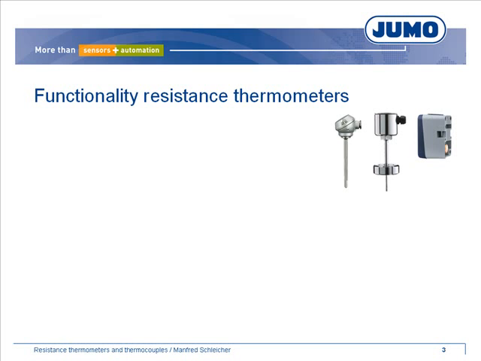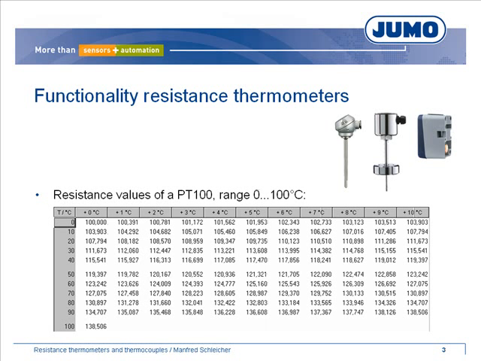Resistance thermometers change the ohmic resistance when the temperature changes. The most used resistance material for industrial measurement technology is platinum. The following chart shows the resistance values of common resistance thermometers. The resistance value of a PT100 at a temperature of 0 °C is 100 ohm.